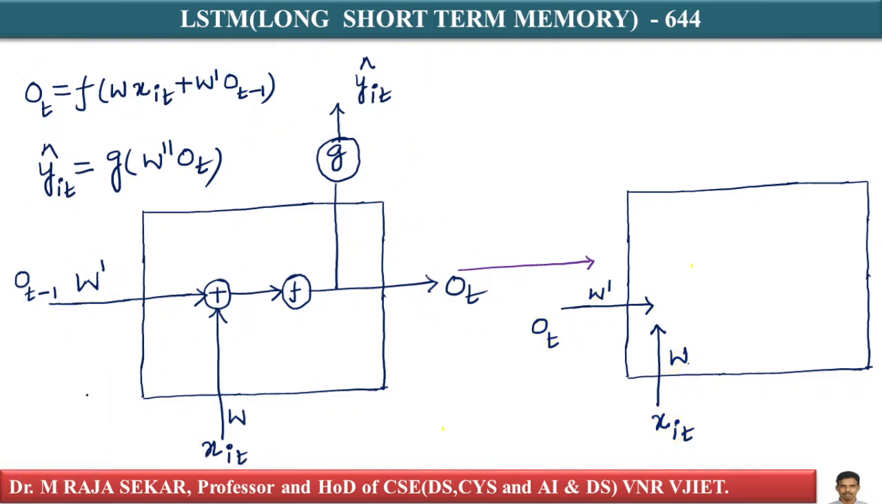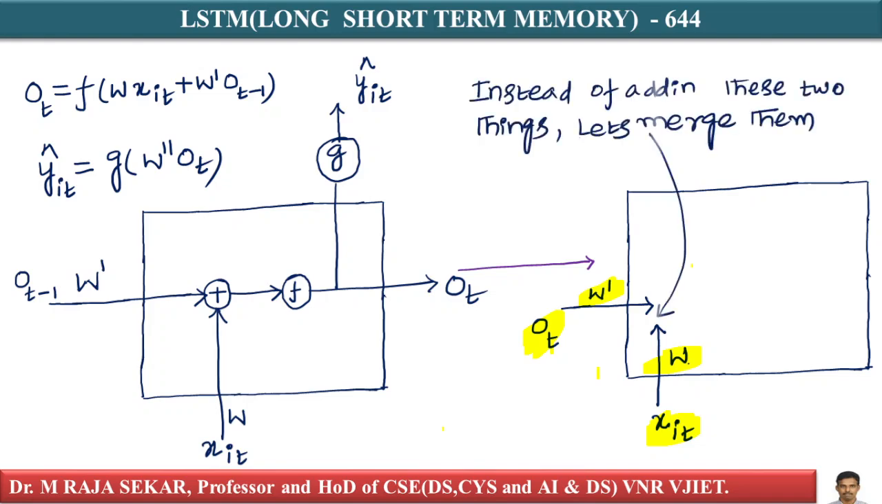This is the model that we have seen earlier. Let's modify it slightly. It's not a big deal, just a small modification. What are we doing here? We multiply Ot minus 1 with W dash, and this is Xit with W.